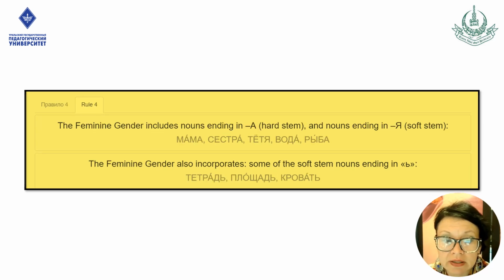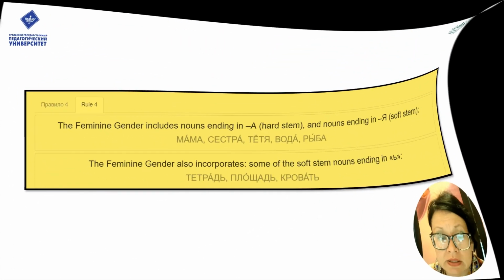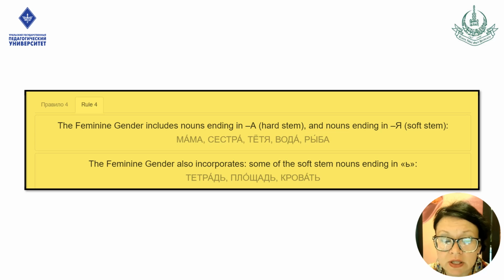The feminine gender includes nouns ending in a, hard stem nouns, and nouns ending in ya, soft stem nouns. For example, мама, сестра, тётя, вода, рыба. Remember, студентка. When we have an a ending, we can always understand that this is a feminine gender word in Russian.